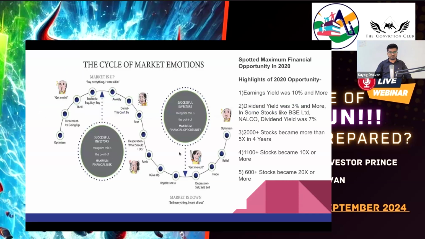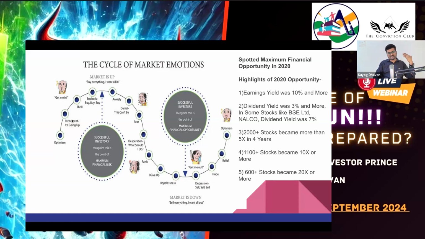Now, coming back to your point, Prince, we talk about market cycles. For an investor, it is very important to understand how market cycles work. It is the cycle between greed and fear, and whoever is able to benefit from it is whoever is able to strategize this and spot these two points. The first point is the point of maximum financial opportunity, where there is an extreme level of fear, and the second point is the point of maximum financial risk, where there is extreme greed.